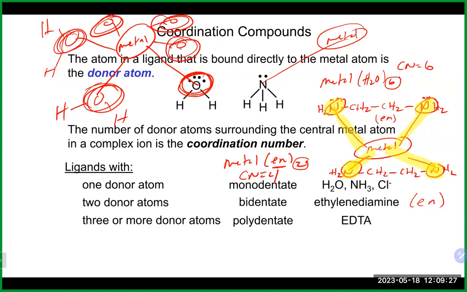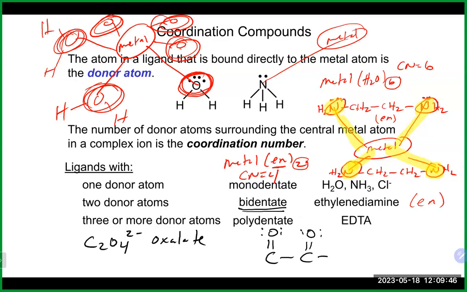Another very common bidentate ligand that we come across is our friend C2O4 2-, that's oxalate. And if you draw oxalate, it looks something like this. So that is oxalate there if you draw it up.